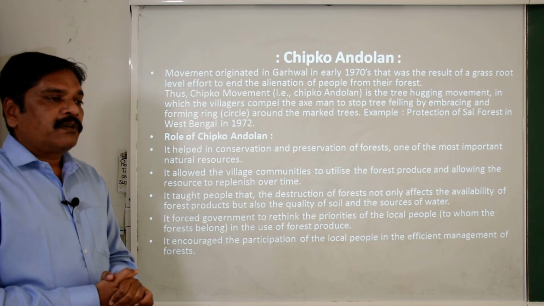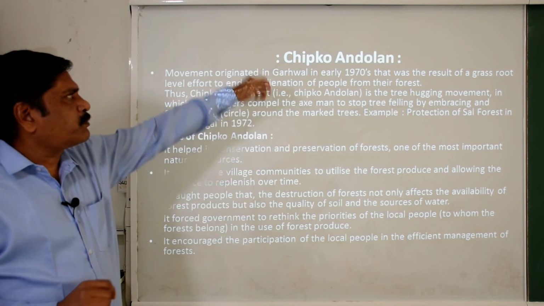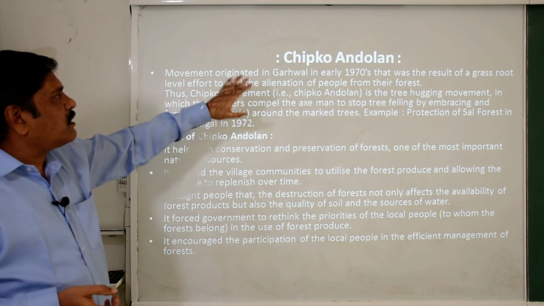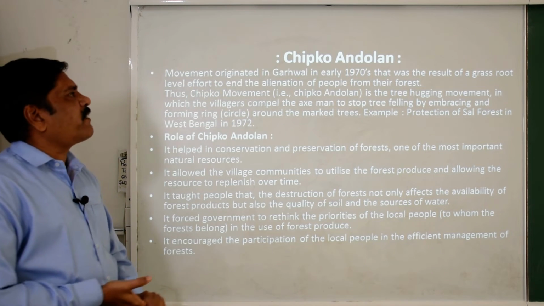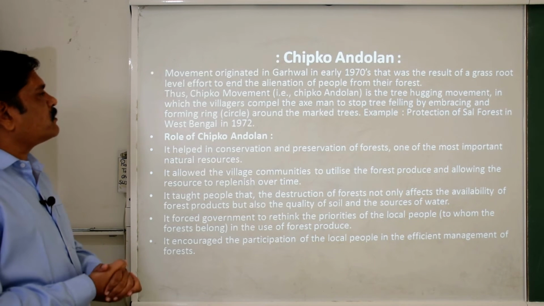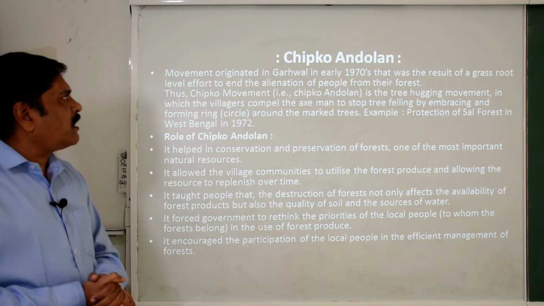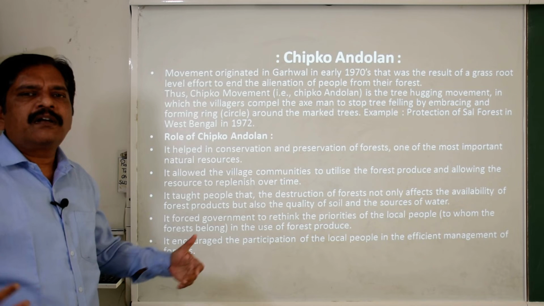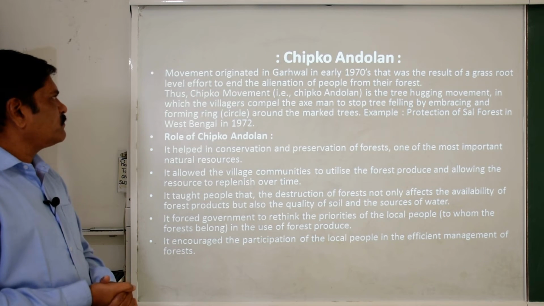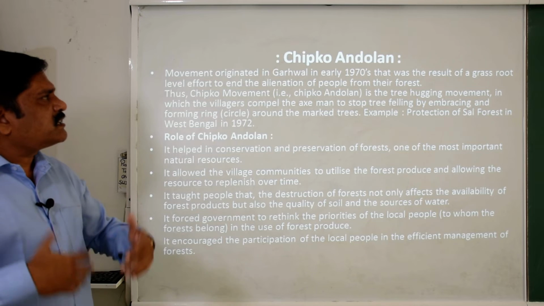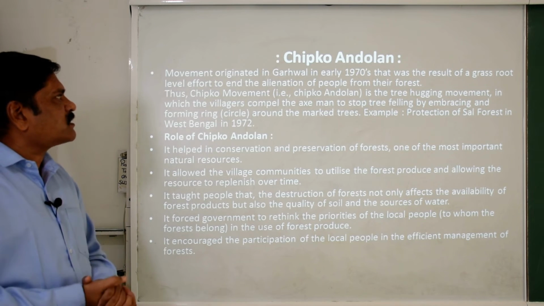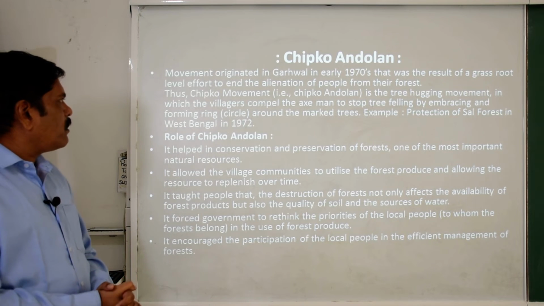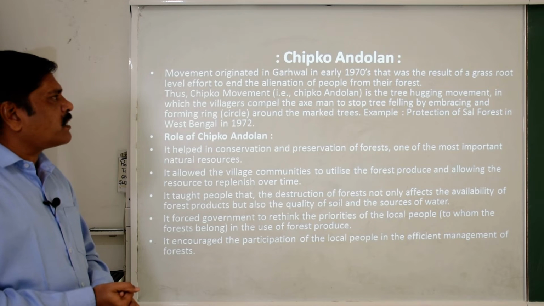Okay, now just recall this Chipko Andolan. It is also known as the Chipko movement, which was started in the Garhwal district in the 1970s, as a result of a grassroots level effort and the alienation of the people from their forest. Chipko is also called the hug tree movement. This Chipko Andolan is actually the tree hugging movement, in which the villagers tried to stop the tree felling by embracing and forming a ring around the marked trees.